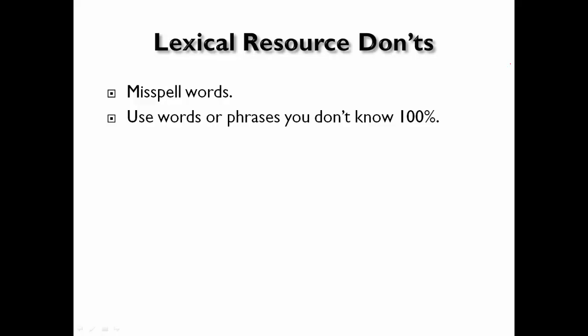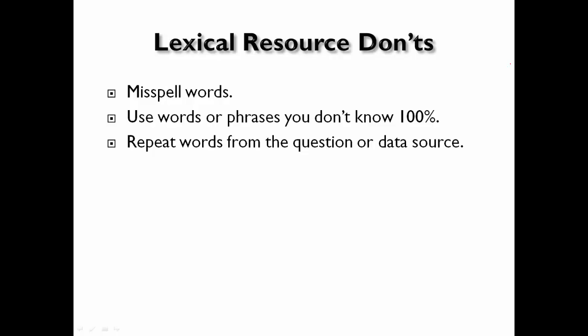100% means for vocabulary, you know the spelling, you know the grammar, you know the meaning, you know the synonyms, you know the collocations. If you don't know that about a word, and you will know that about lots and lots of words, but there will be some words that you're just not sure about. If you think, I don't really know about this word, don't just throw it into your essay. Use a simpler word or phrase in that situation, because as I said before, accuracy is the most important thing.